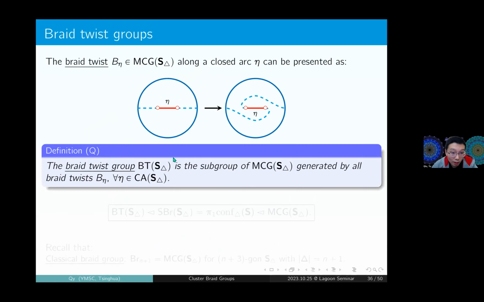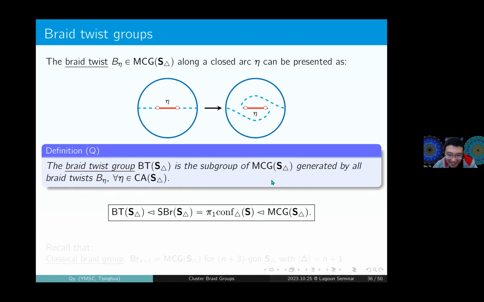The braid twist group I introduced is the subgroup of the mapping class group generated by all these braid twists. And the key thing is that this generalization of the braid group is different from the surface braid group I mentioned at the beginning, because, like 10 years ago, I didn't know the difference.